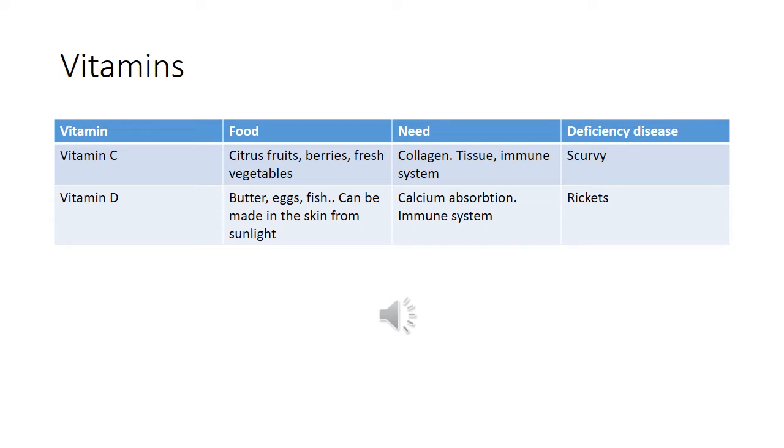The other one that's stated here is vitamin D, and we get vitamin D from stuff like butter, eggs, fish, but also we can make it ourselves. When sunlight hits our skin, we make vitamin D. That also means that in a country like Denmark, we tend to have a lower concentration of vitamin D during the winter, because the Danish winter is, to be honest, grey and boring.